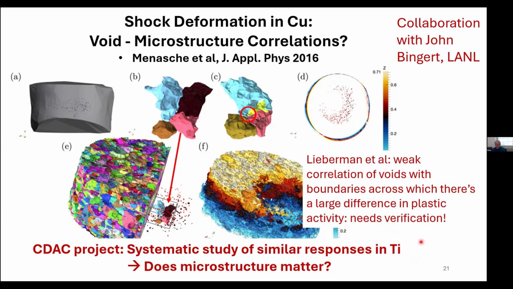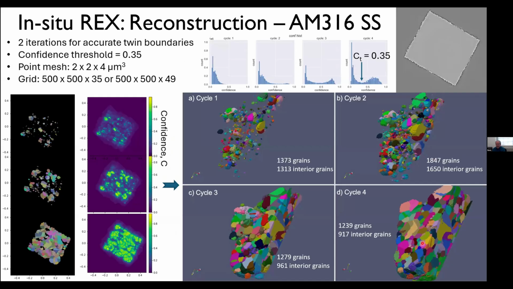I'm sure there are many questions on this topic, but I'll move on just to show you that there are a variety of other kinds of things that are interesting to do with these microscopies. This is a measurement in which we looked at recrystallization in an additively manufactured 316 stainless steel sample. And let's start over here.